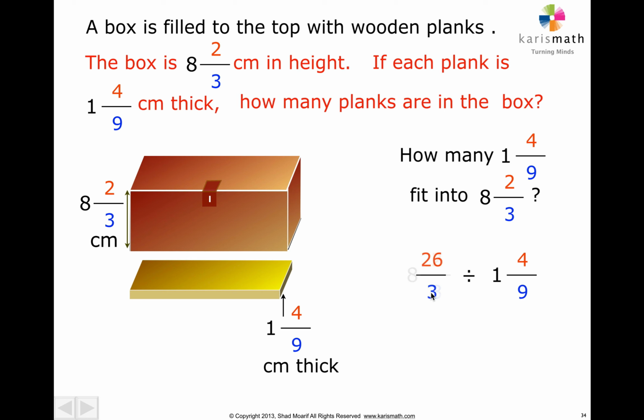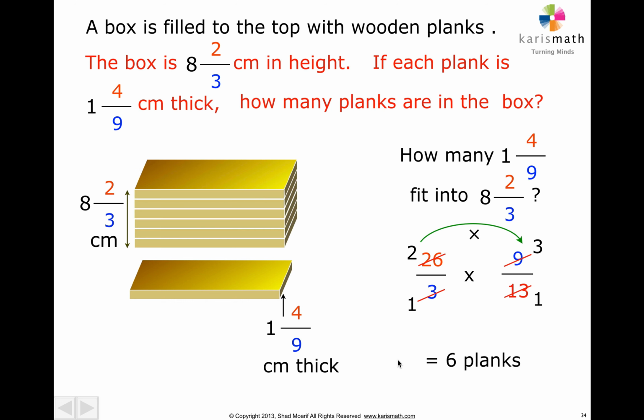Change this into thirds, change this into ninths, and bingo, you have the answer. That's 1 and 2 reduced, that's 1 and 3 reduced, and the answer is 6 planks. And there you go, 1, 2, 3, 4, 5, 6 planks inside that box. So that's how we solve word problems.